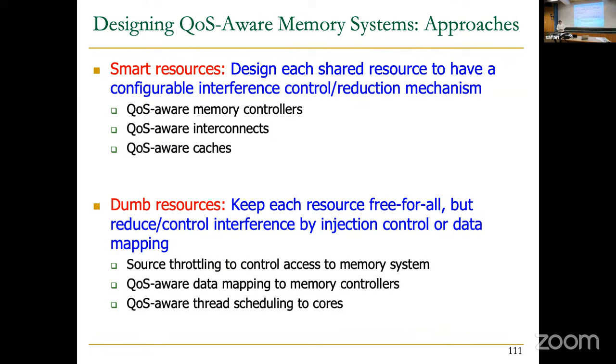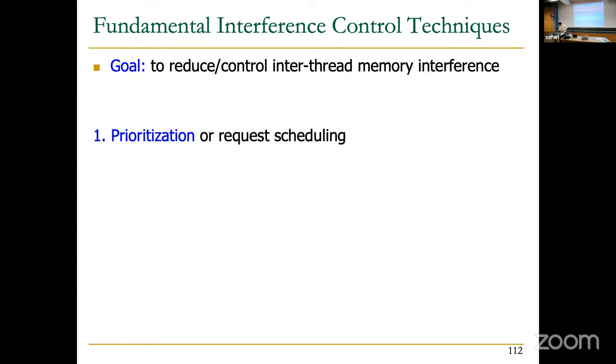You can map one application to one controller, another to another controller. Or you can have quality of service-aware thread scheduling to cores. You don't want threads that interfere with each other in their caches, for example, in the same core or in nearby cores where you have many-core systems. You want to reduce contention in shared resources, basically. So we'll look at the first class, quality of service-aware memory controllers, in more detail. But let me see. Let's continue. I'll take a break in 5-10 minutes.